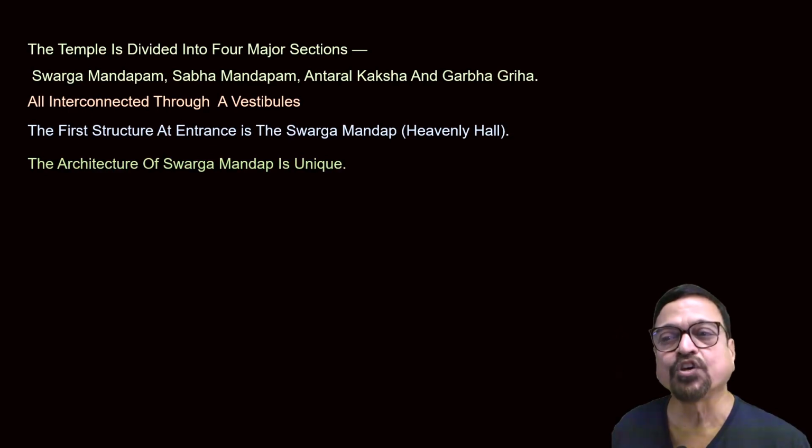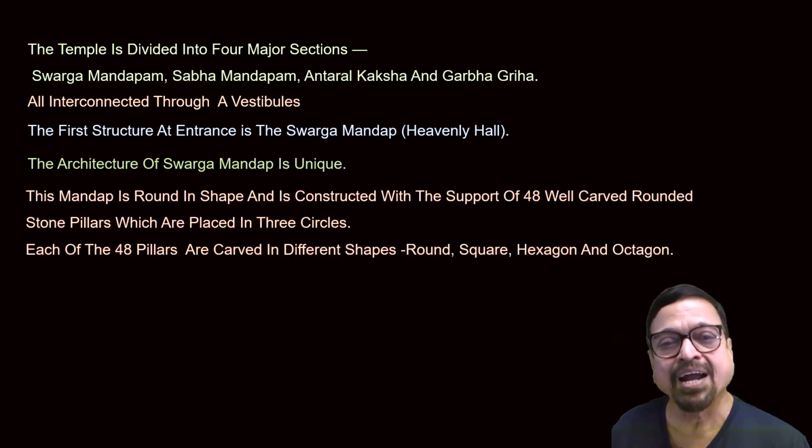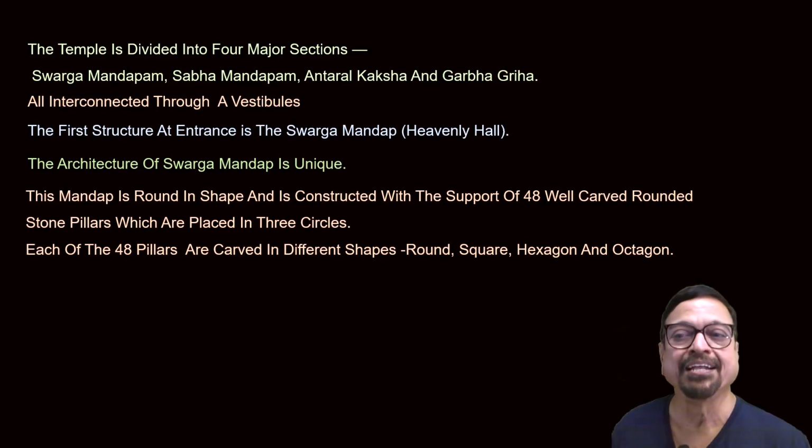The architecture of Swarga Mandapam is unique in this temple, and you will not find a similar copy anywhere else. So this is absolutely unique. You must visit this temple even though you have visited multiple temples all over India. The Mandapam is round in shape and is constructed with the support of 48 well carved round stone pillars which are placed in 3 circles. Appreciate it.